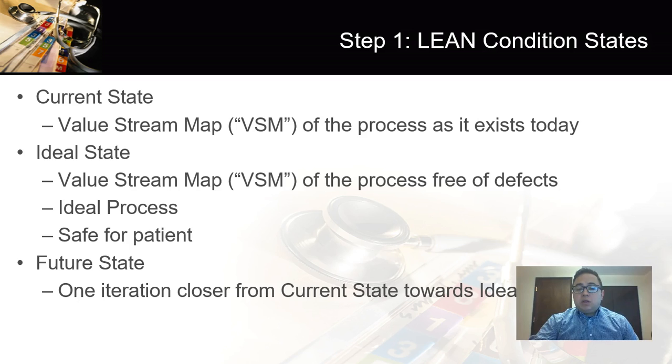As we've discussed all along, Lean is about continuous and incremental improvements. Future state takes us one or more steps closer to the ideal state. Once the improvement has been implemented, the future state will become the new current state.